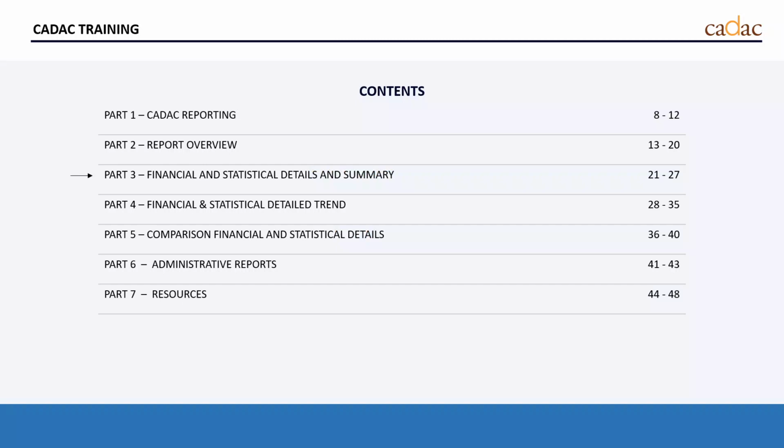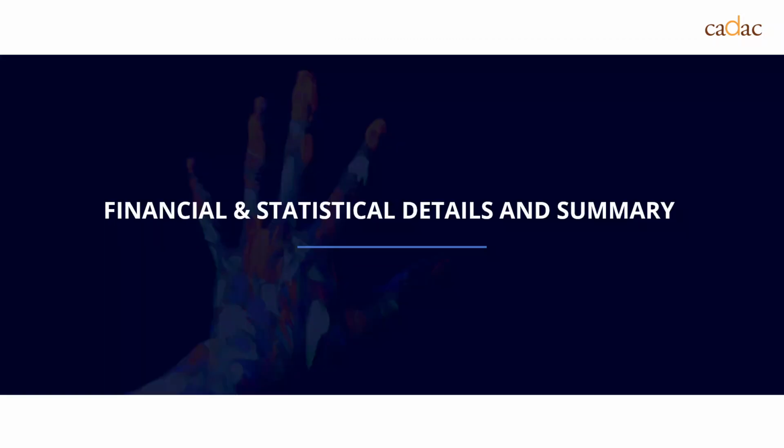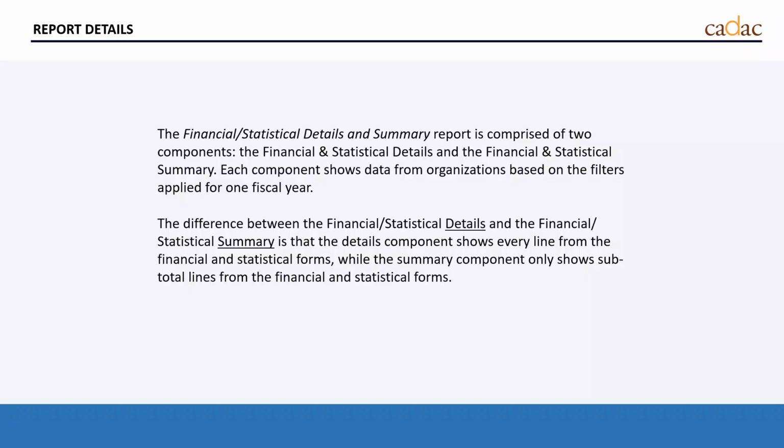Now we can start diving into some of the financial and statistical reports. We will first start with the financial and statistical details and summary report. This report contains two components, the financial and statistical details and the financial and statistical summary. Each component shows data from organizations based on the filters applied for one fiscal year.